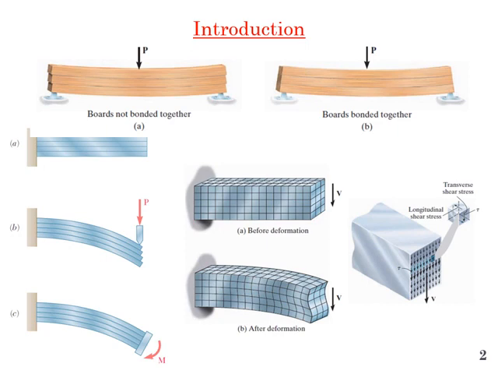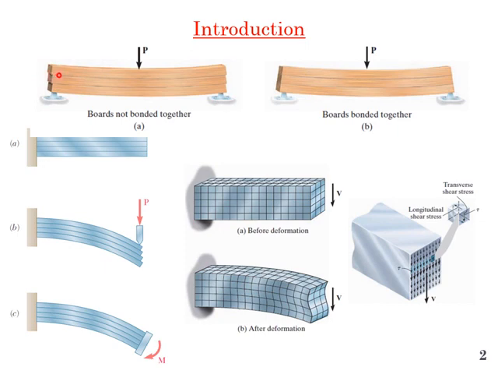Okay, first, how do we know that there is a shearing stress in a beam? For example, we have this simply supported beam made up of multiple planks, and these planks are not bonded together. Now, when we apply load, what will happen? The planks will try to slide with respect to each other.